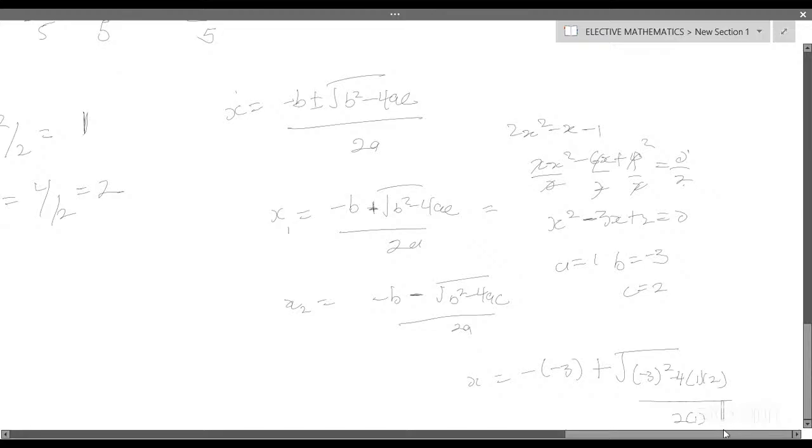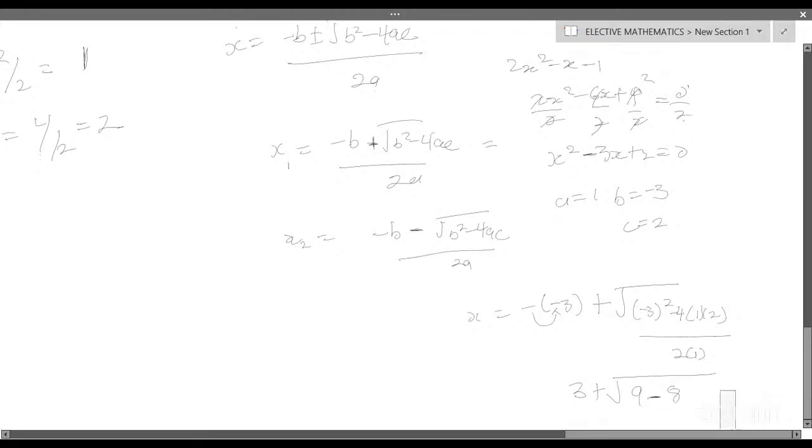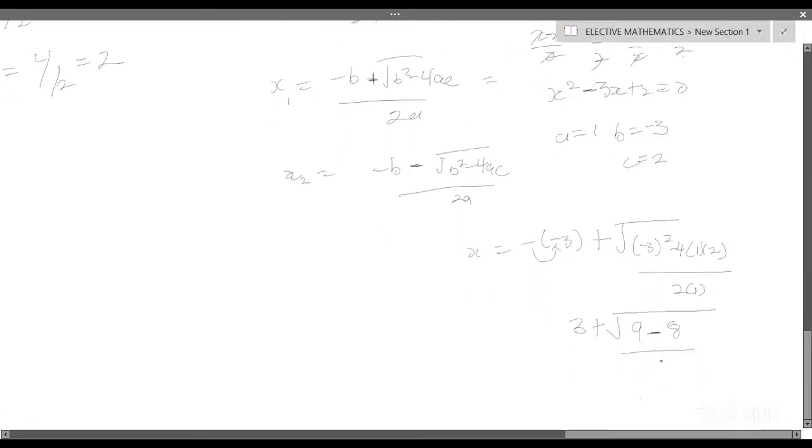Let's see what we are going to get from this. So we'll get 3, because negative multiplied by negative is positive, plus root of 3 squared is 9, so you have 9 minus 8, right? Divided by 2. So here we get 3 plus root of 9 minus 8 is 1. Root of 1 is 1, right? So 3 plus 1 all over 2. 3 plus 1 is 4, 4 over 2 is 2. So we get our first value of x to be 2.